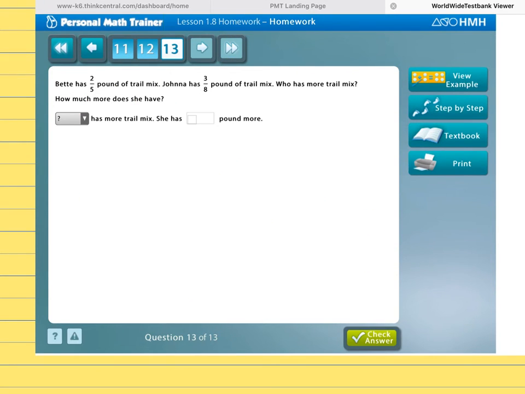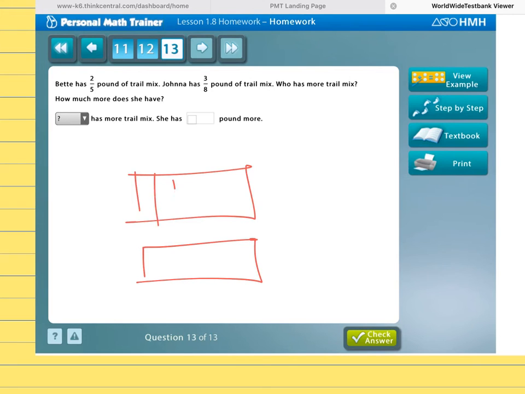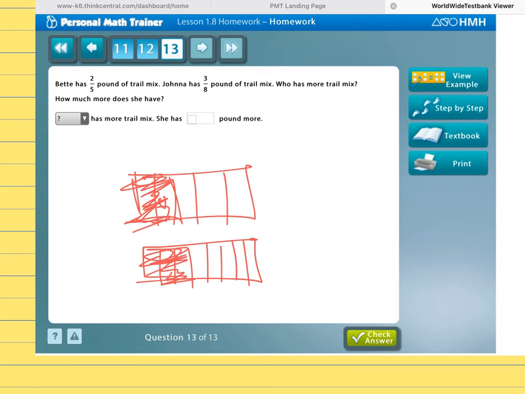And the final problem for our homework is comparing two fraction quantities. Betty has 2/5 trail mix. Again, I'm going to do a comparison bar model, and Joanna has 3/8, so I'm going to draw it out, 1, 2, 3, 4, and 1, 2, 3, 4, 5, 6, 7, 3/8. Again, the bar model doesn't show us a whole lot because it's not accurate, so the best thing to do is compare them using like fractions.